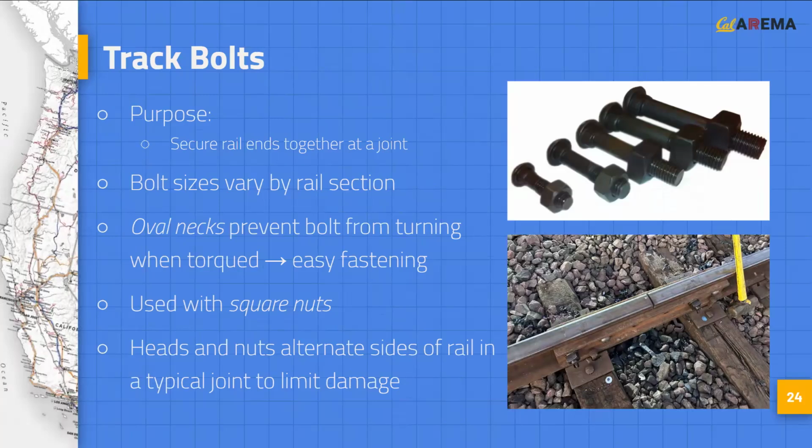The purpose of the track bolt is to secure rail ends together at a rail joint by tightening the joint bar to the rail section. Track bolt sizes vary by rail section, and it is up to the railroad to specify the proper bolt diameter and length. Track bolts are normally supplied with an oval neck to prevent the bolt from turning when torqued, allowing for easier fastening, and are used with square nuts, with or without spring washers. Bolt heads and nuts alternate sides of the rail in a typical joint to limit damage to the exposed end of the bolt in a derailment.